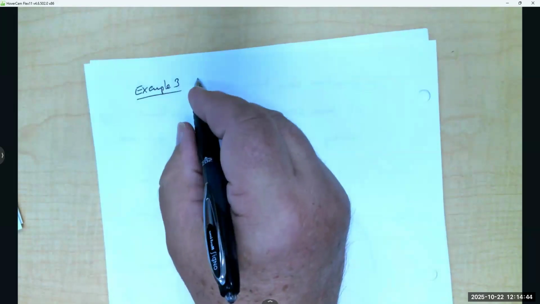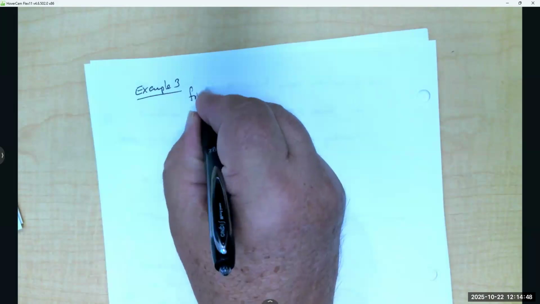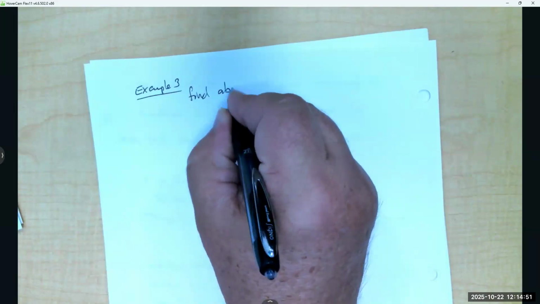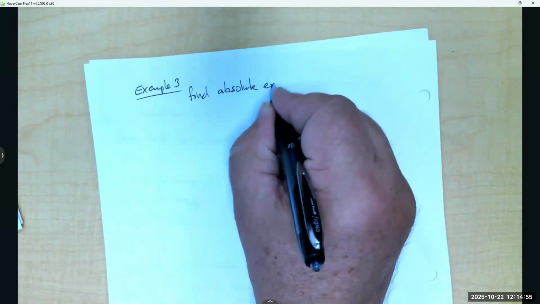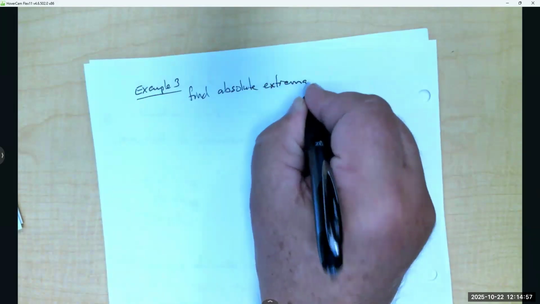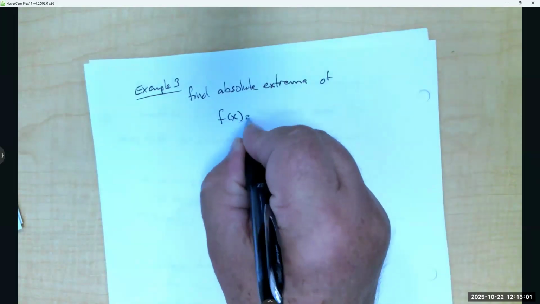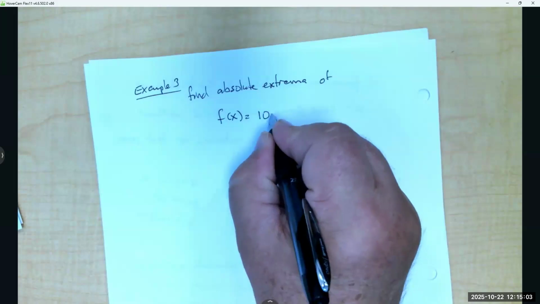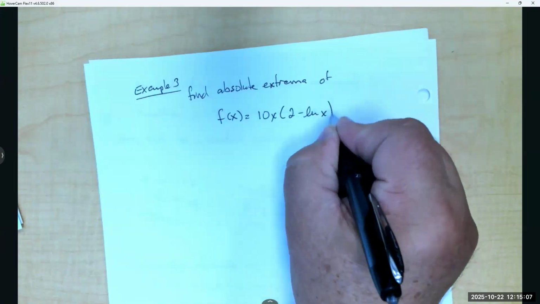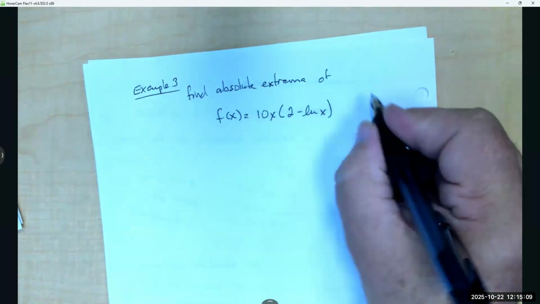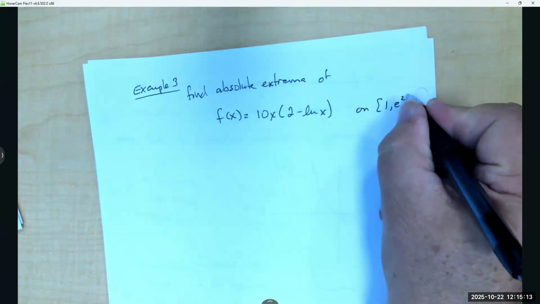Example 3. Find the absolute extrema of f of x equals 10x minus 2 ln x on the interval 1, e squared.